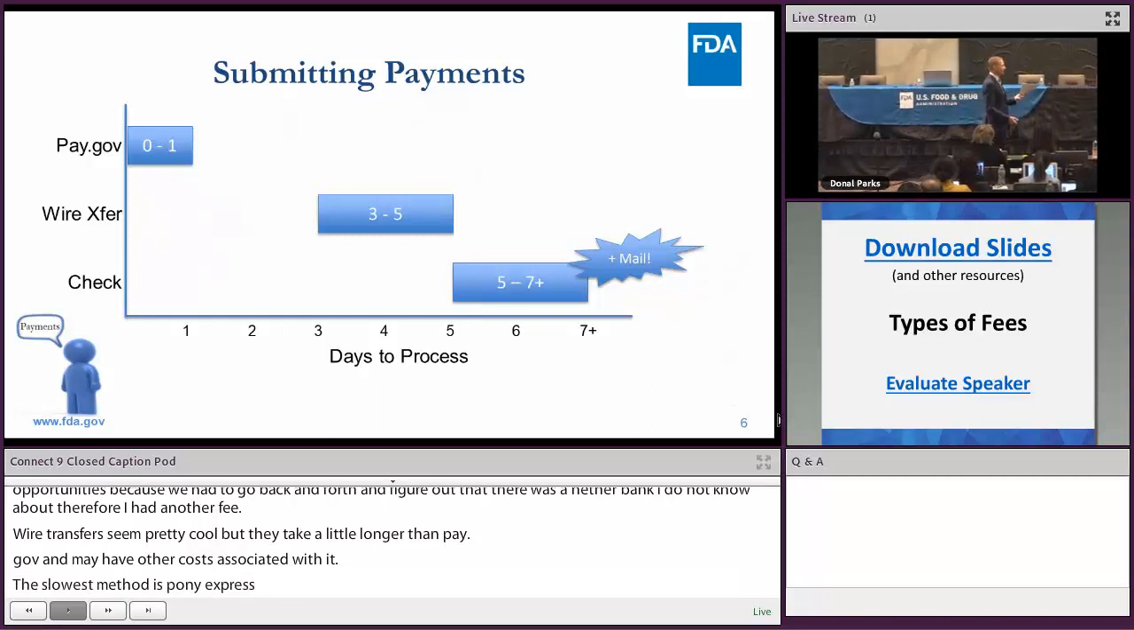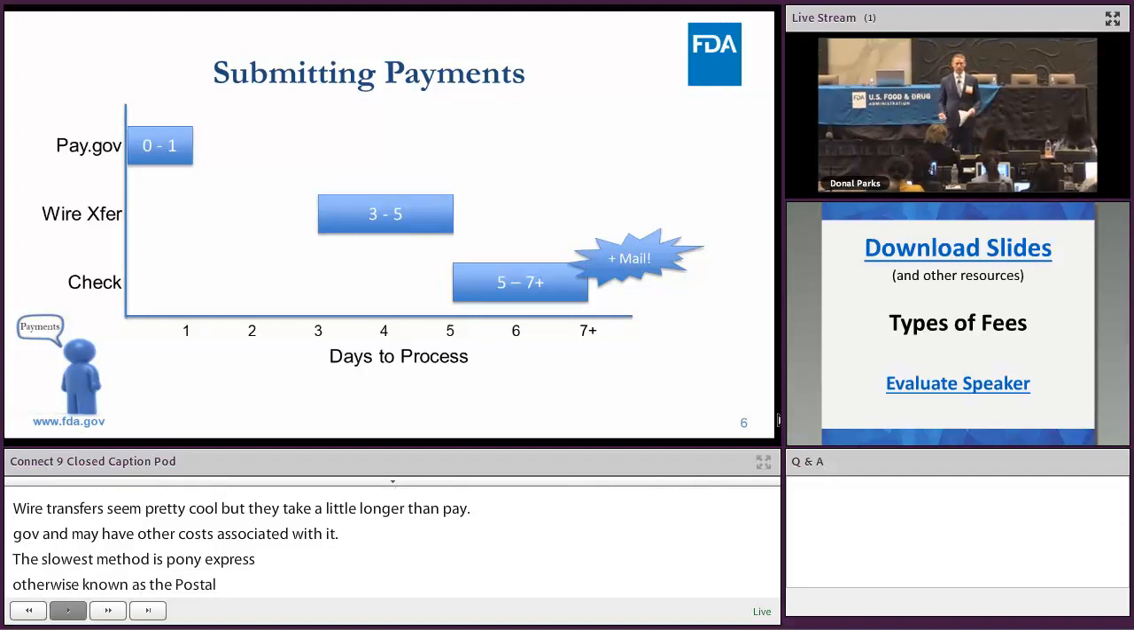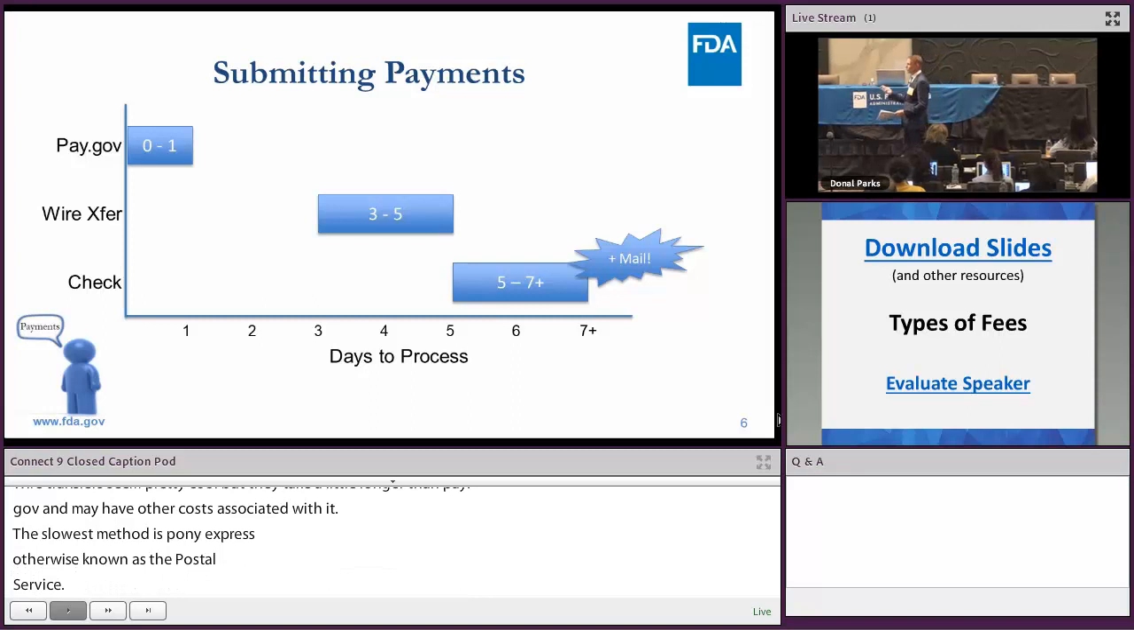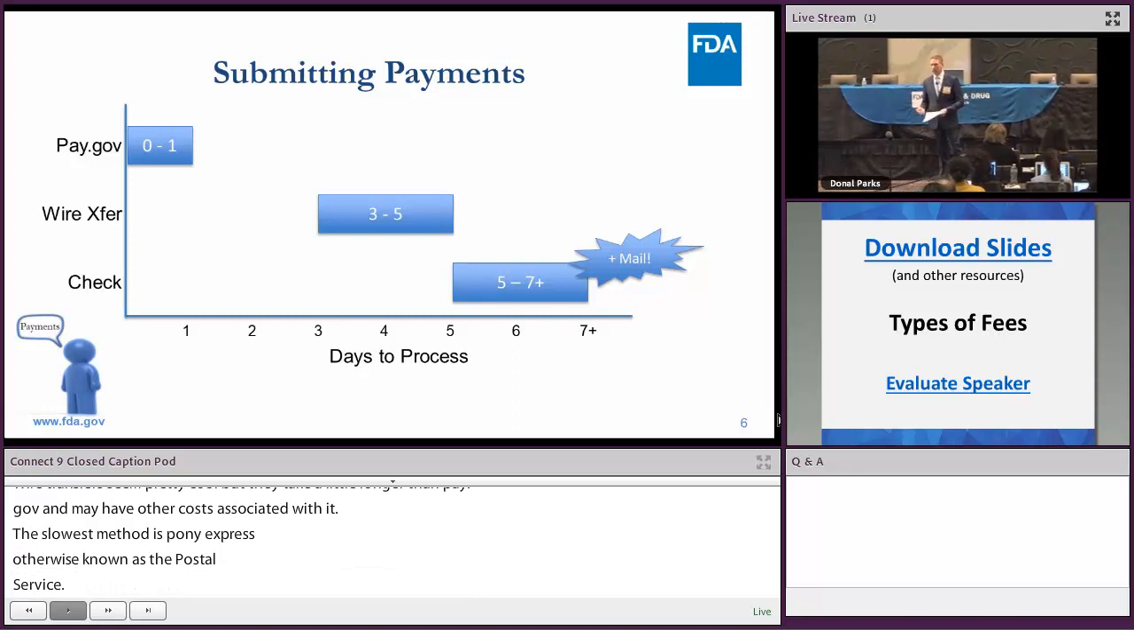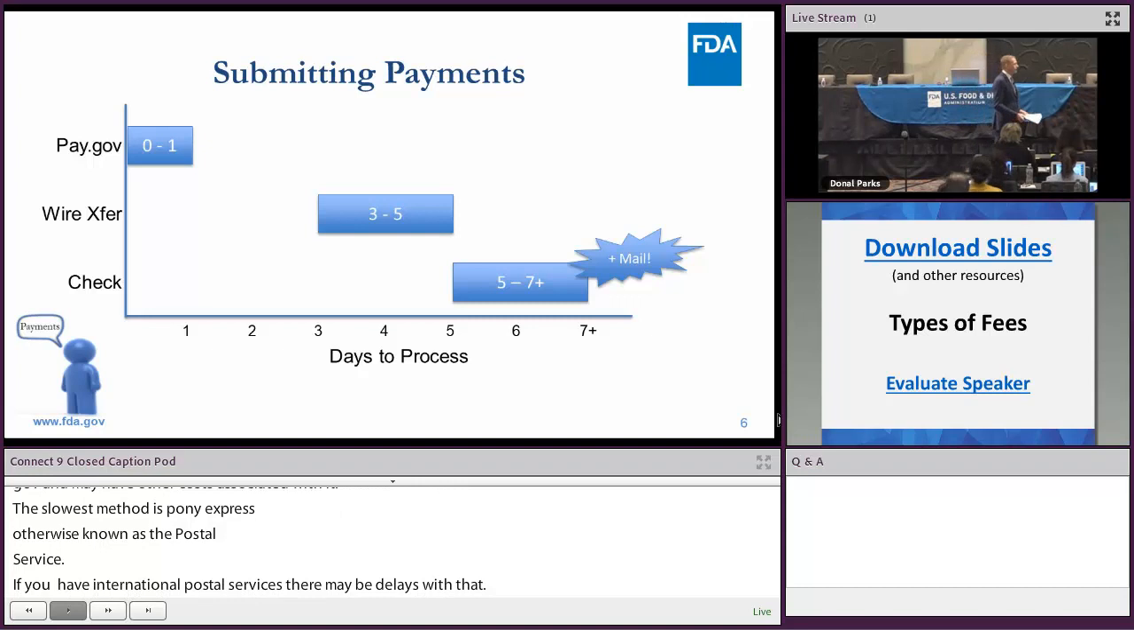We even have people sending us checks from overseas. And so if you have international postal service, there can be delays associated with that. So checks and wire transfers have, it's not a huge error rate, but it's in the range of 5 to 10%, sometimes more. And if you're in that 5 to 10%, that's a problem for you.